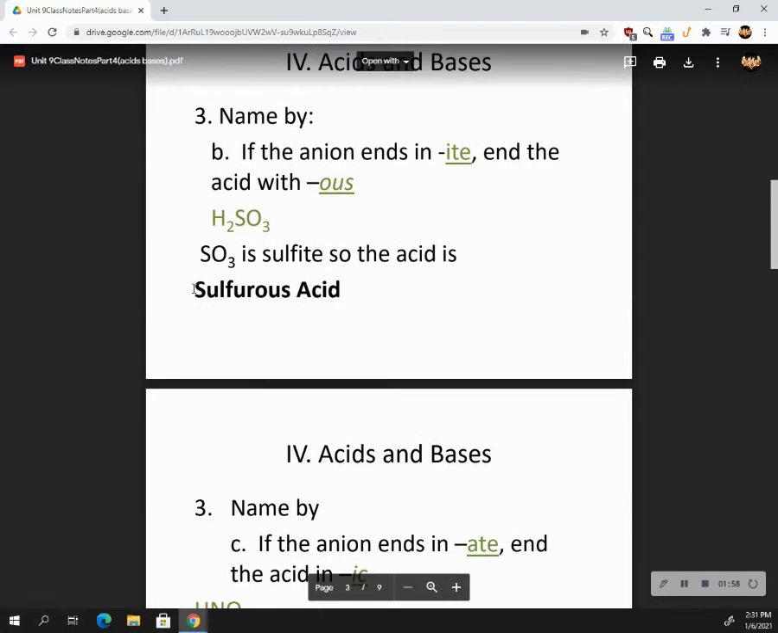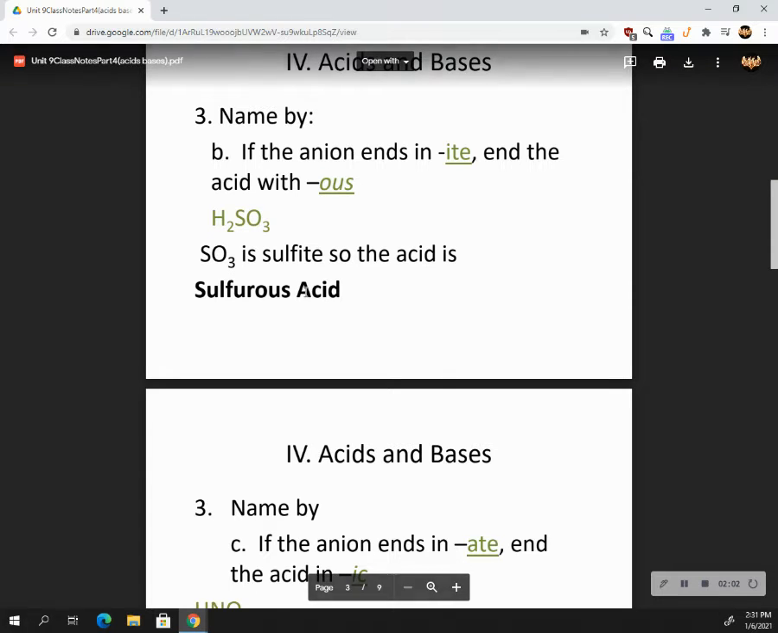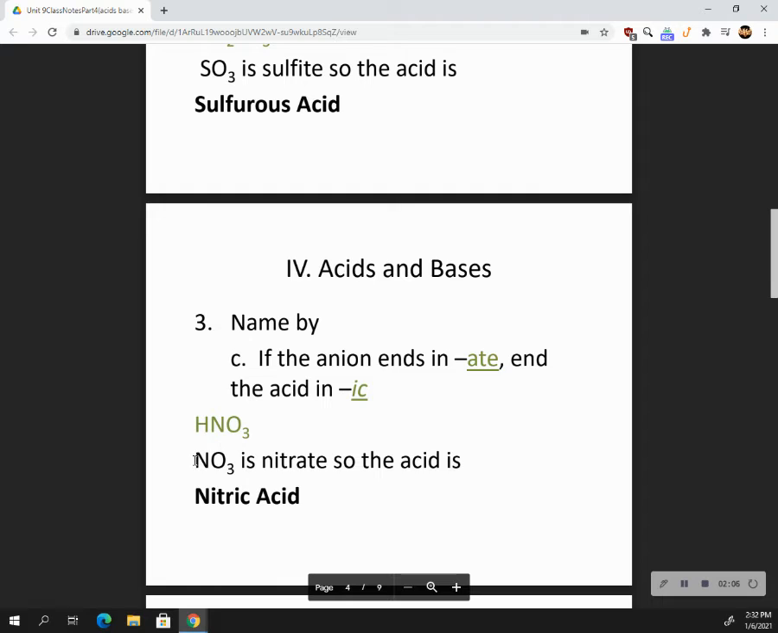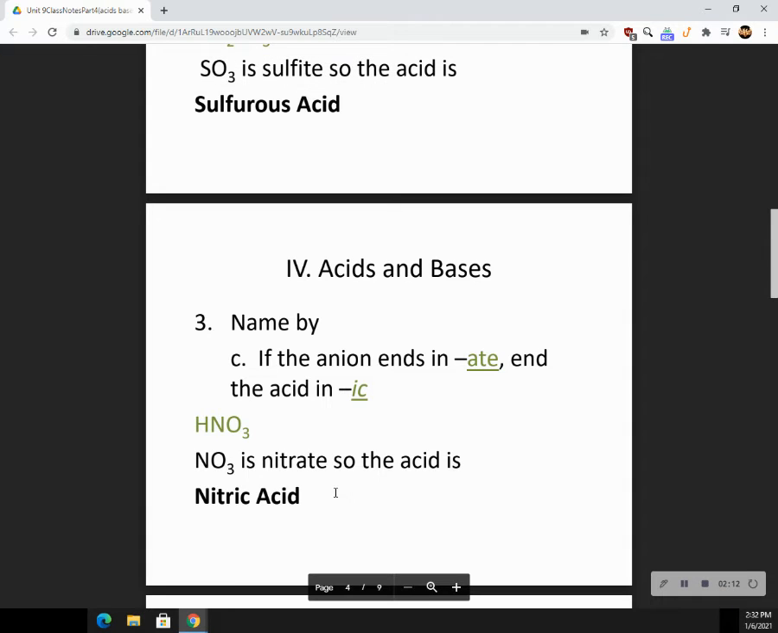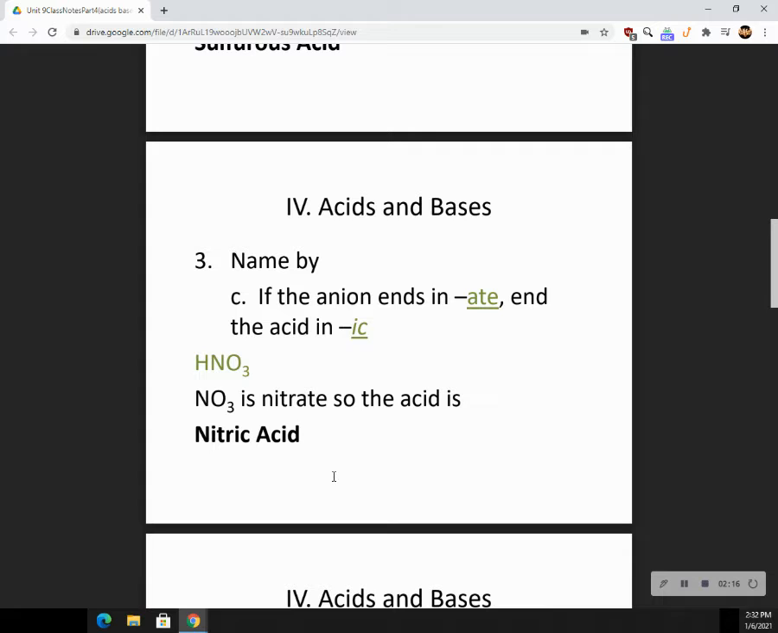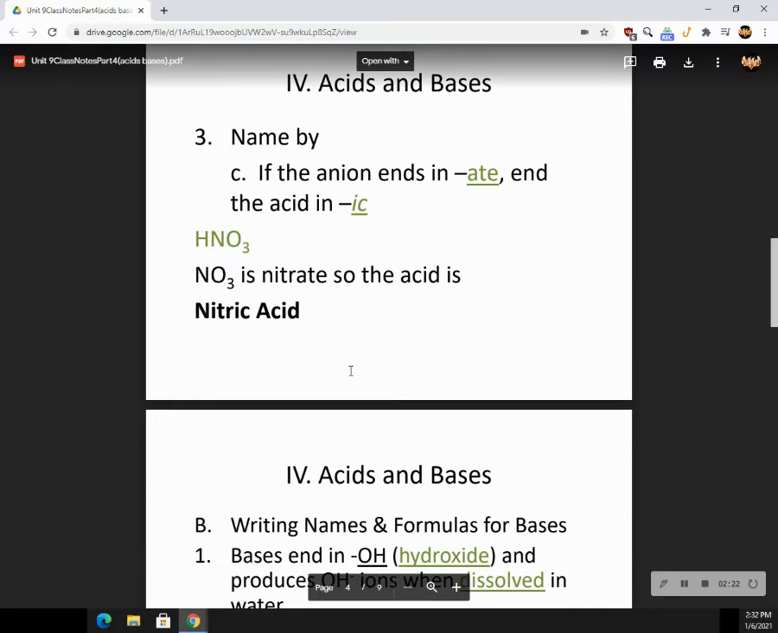So for instance, sulfite is going to be SO3, so that makes it sulfurous acid. Now, nitrate is going to be NO3, so in this case, we have nitric acid. So instead of hydronitric acid, it's going to be nitric because we have that O added to the end, which creates what we're doing.